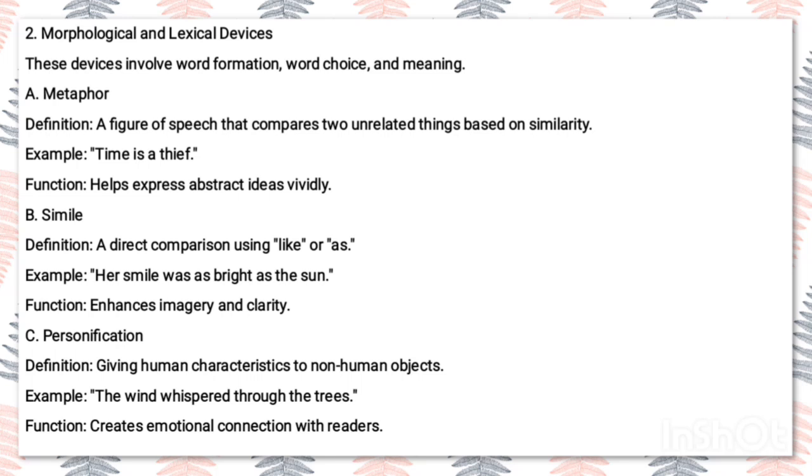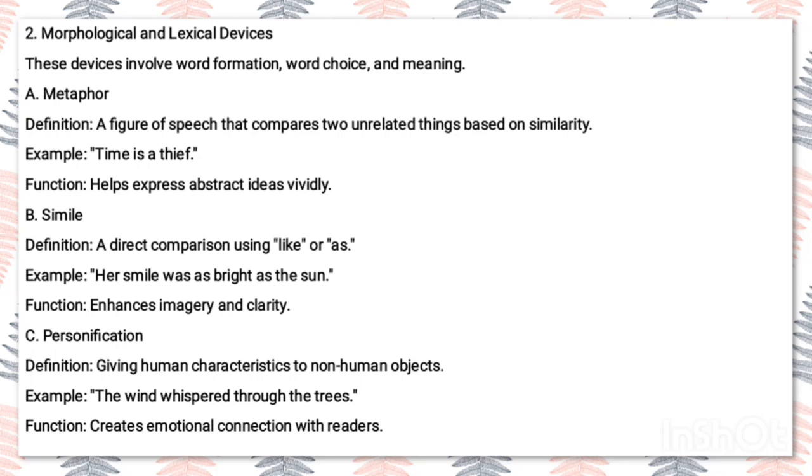Next one is simile. That means a direct comparison using like or as. For example, her smile was as bright as the sun. Similes enhance imagery and make descriptions more detailed and easier to visualize.